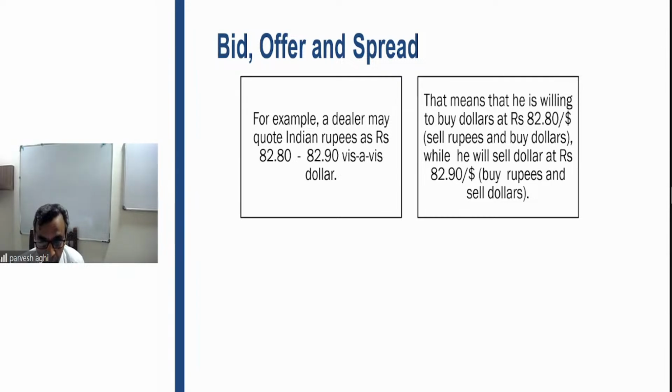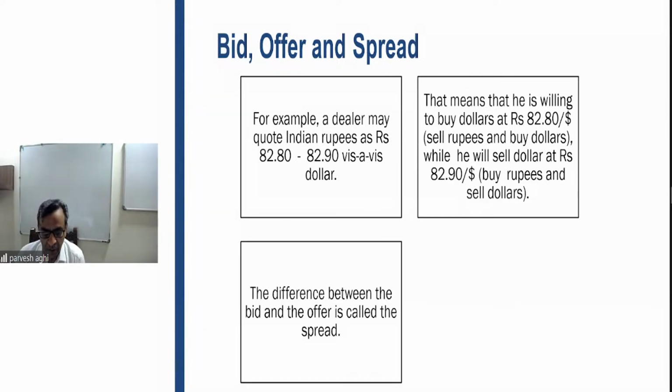But if you have dollars with you and you want to sell them because you got some export order and you want to convert your dollars into Indian rupees, then this guy is going to give you 82.80. For importers, it is the ask rate, and for exporters, it is the bid rate. So an exporter will get his money at 82.80, and an importer has to pay more, which is 82.90, because he's buying. Okay. So the difference between the bid and offer is called the spread.